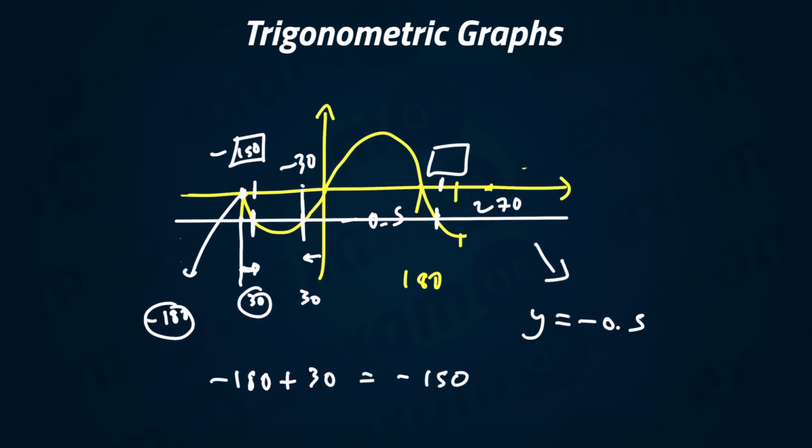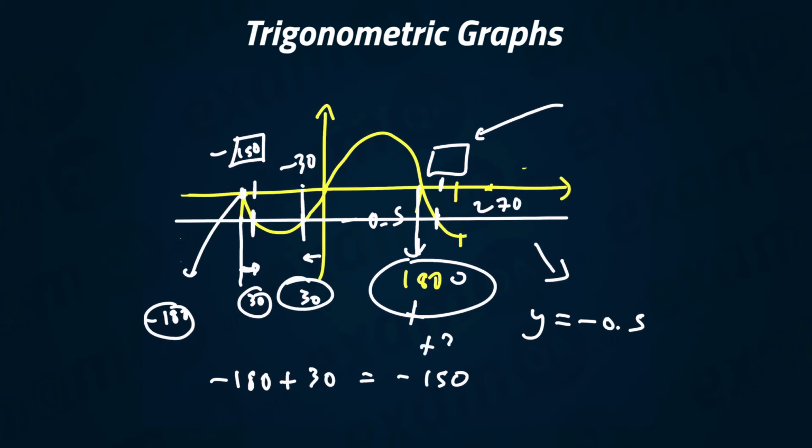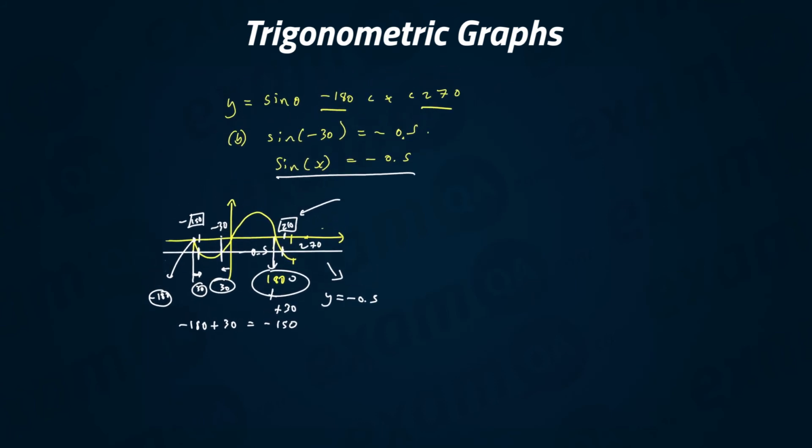And from here, we're going to do something very similar. This is 180 degrees. We know that we just have to go back or forward 30 degrees. 180 plus 30 degrees, that should give you 210 degrees. Okay. So what are the other two values of x? Well, x must be equal to 210 degrees, and x must also be equal to minus 150 degrees. Okay, those are the two values for x.